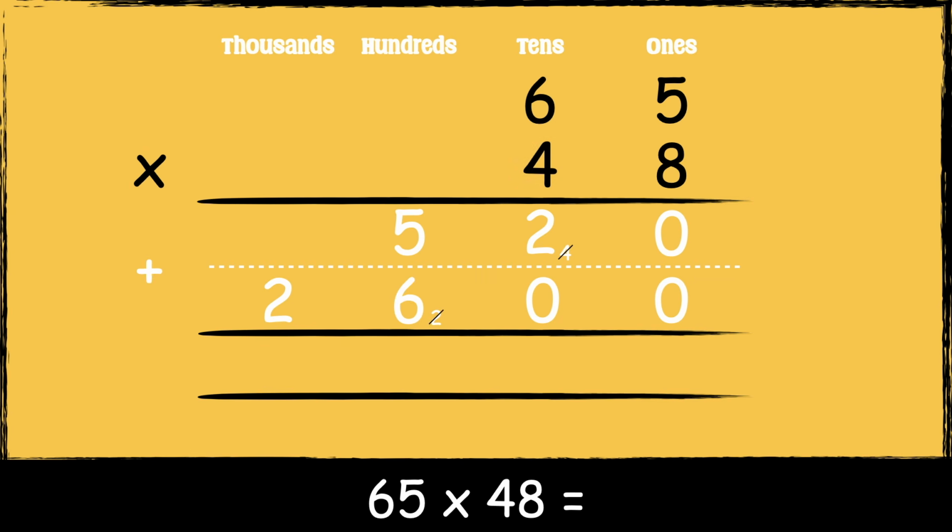The next step is to add the two answers together. 0 add 0 is 0. 2 add 0 is 2. 5 add 6 is 11. We can carry the 1 below in the hundreds column, as it represents 100. And 2 add 1 is 3. So the answer is 3,120.